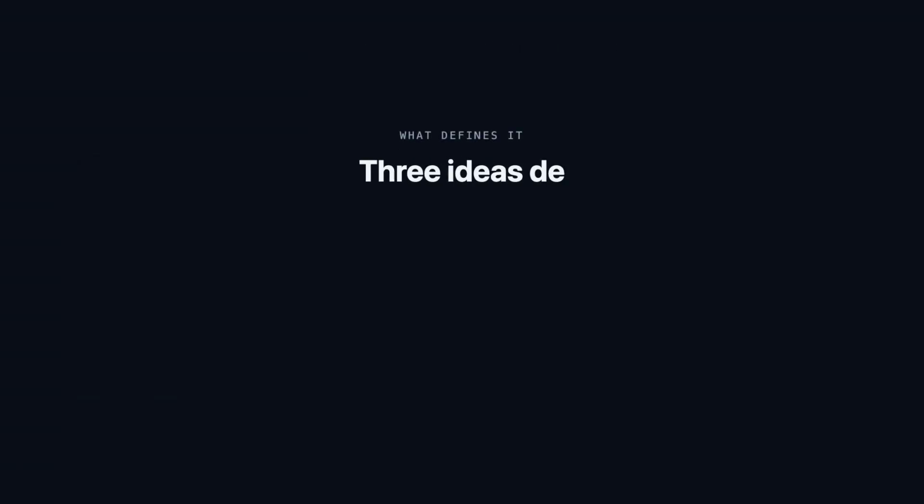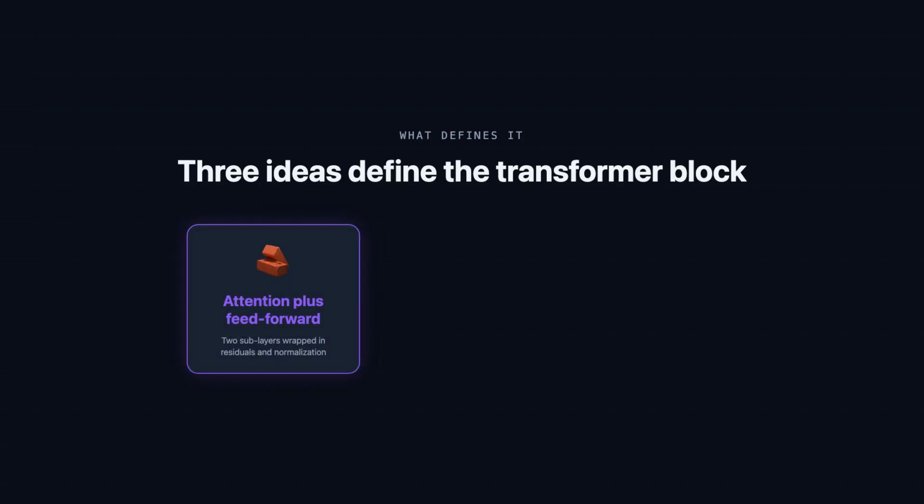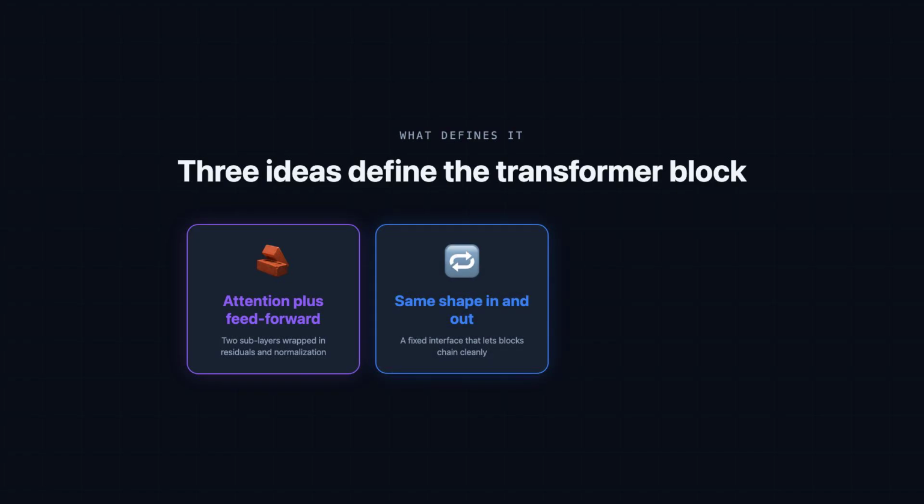Boil it all down, and three ideas define the transformer block. It is attention plus a feed-forward network, wrapped in residuals and normalization. Self-attention mixes information between tokens. The feed-forward network transforms each token on its own, and residual connections with layer normalization keep the whole thing trainable and stable. It takes a sequence in and returns the very same shape out.